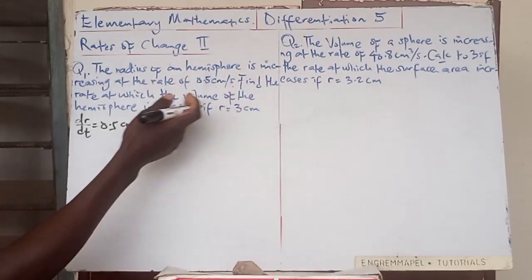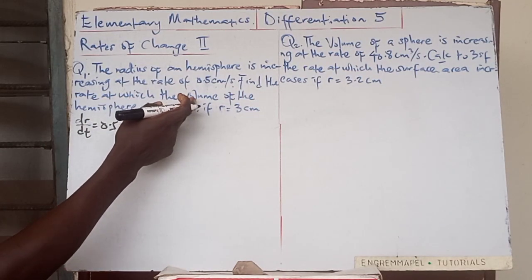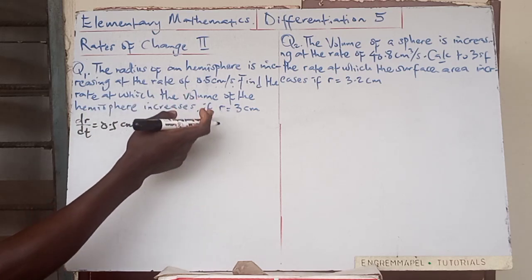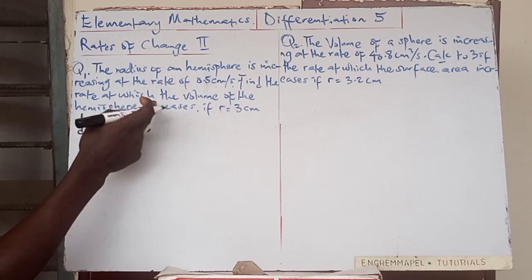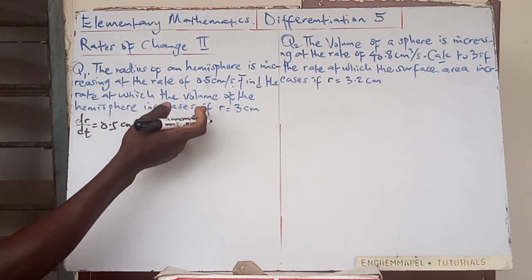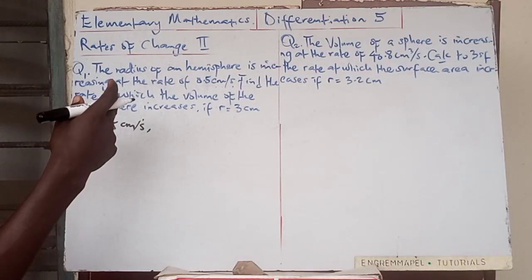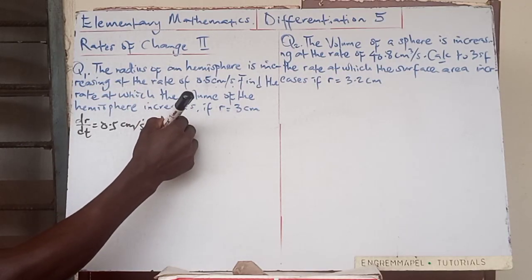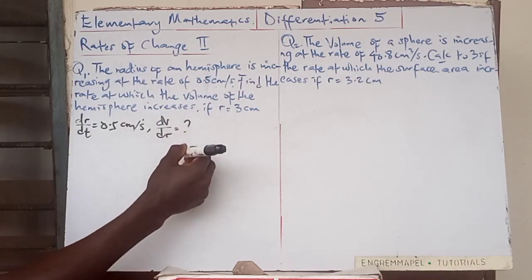We are asked to find the rate at which the volume of the hemisphere is increasing. So we are asked to look for V, dV/dt. The rate at which the volume of the hemisphere is increasing, that would be dV/dt. That's what we are looking for.